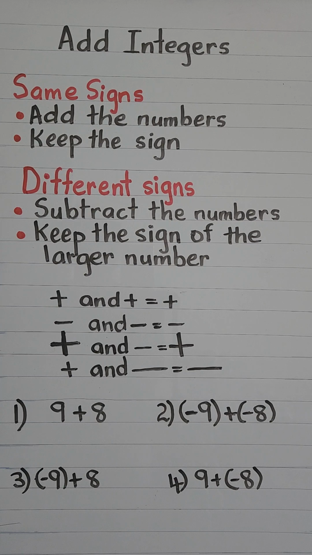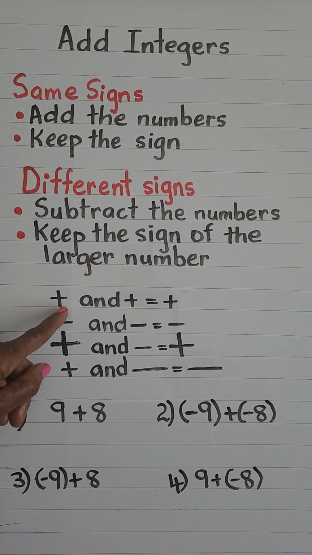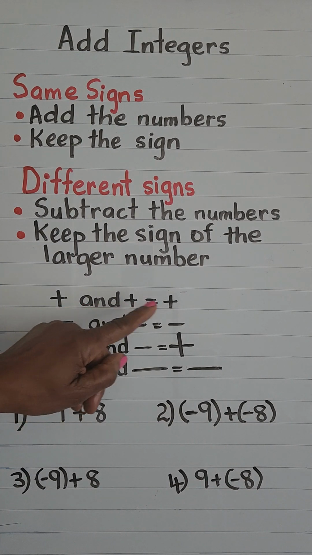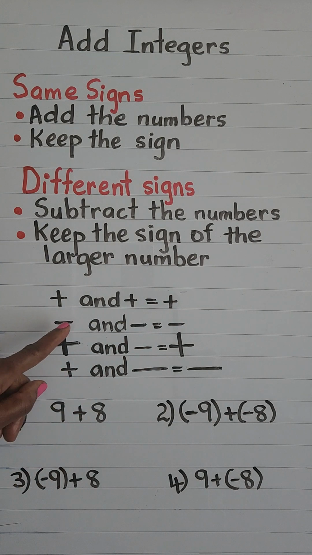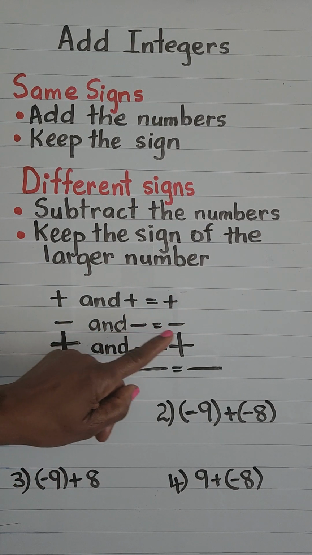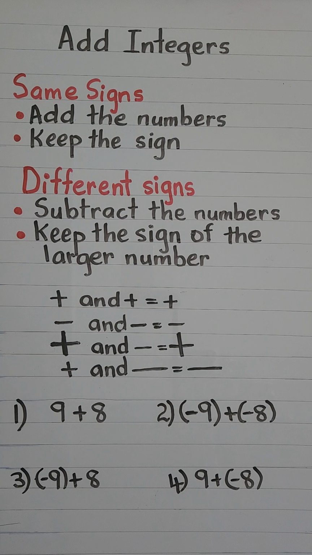Welcome to adding integers. This can be very straightforward because the rules are very easy to remember. When we're adding integers, if the signs are the same, whether positive or negative, we add the numbers and keep the sign. Positive and positive, keep the positive sign. Negative and negative, keep the negative sign.